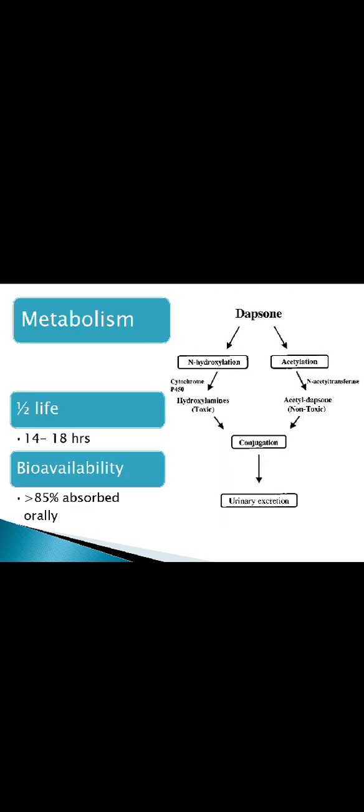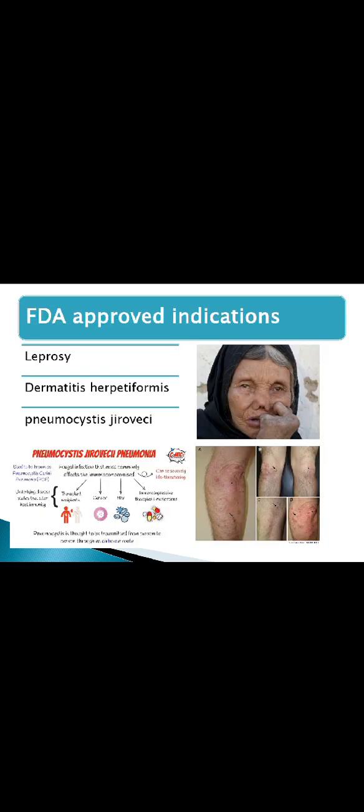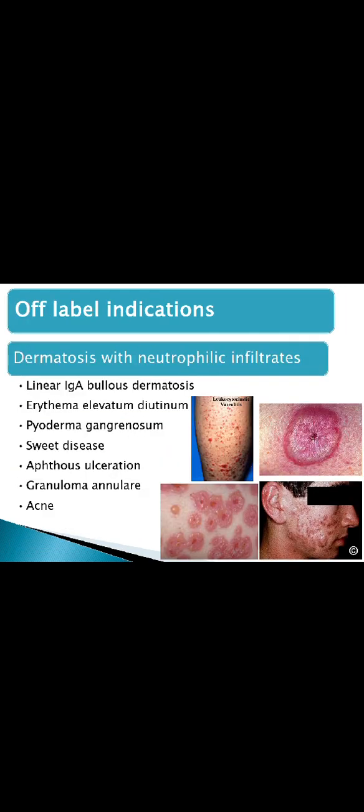This slide is showing its metabolism, which is mainly by urinary excretion with 14 to 18 hours half-life, and more than 85% is absorbed orally. FDA approved indications are leprosy, dermatitis herpetiformis, and pneumocystis jirovecii prophylaxis in immunodeficient patients.